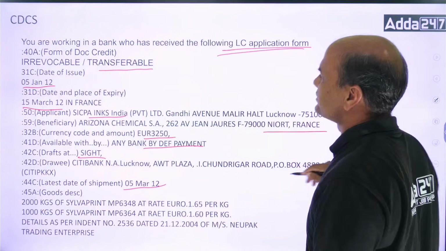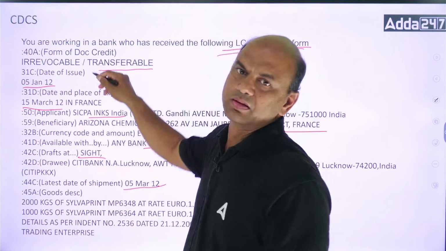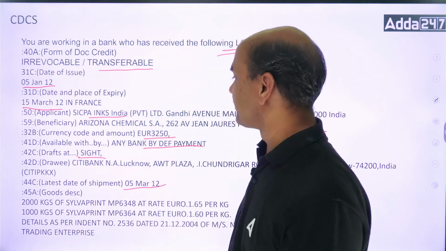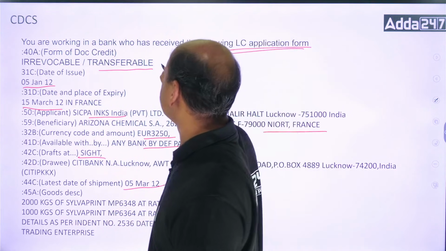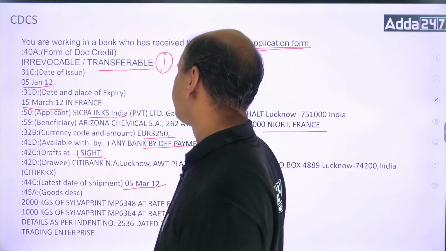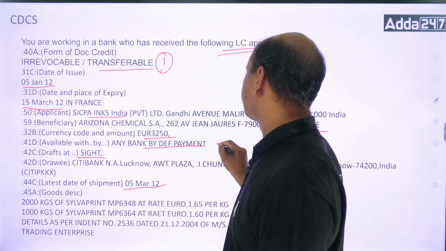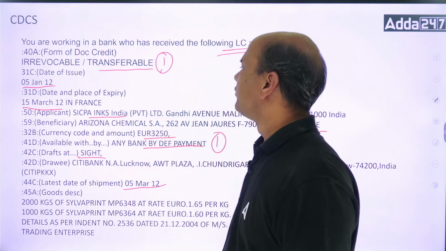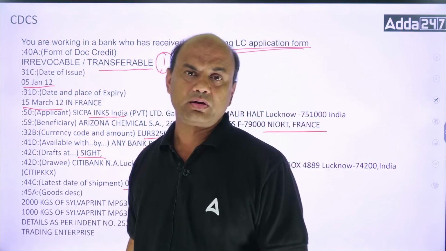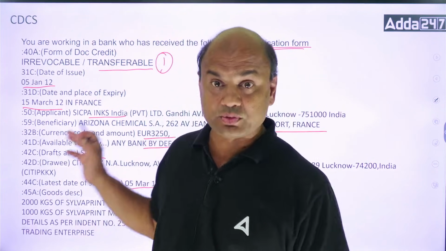So, first page. See this. You want the LC to be transferable. Okay. Now there is a problem. What? Transferable, this one, I'll mark it 1. And available with, there was one point: any bank by deferred payment. When you want any LC to be transferable, can any bank transfer the LC? Don't you see any risk in this? You are in the issuing stage.